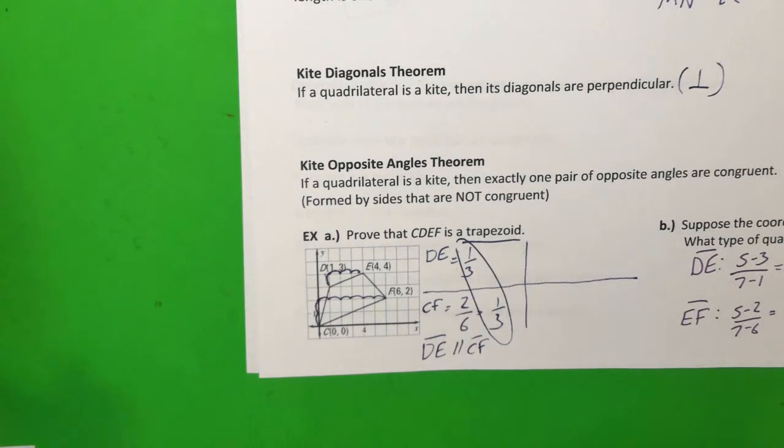Now you might say, perfect, that's enough information to state that we have a trapezoid, but unfortunately no. Remember that a trapezoid has to have exactly one pair of parallel sides. So that means the other pair has to not be parallel.